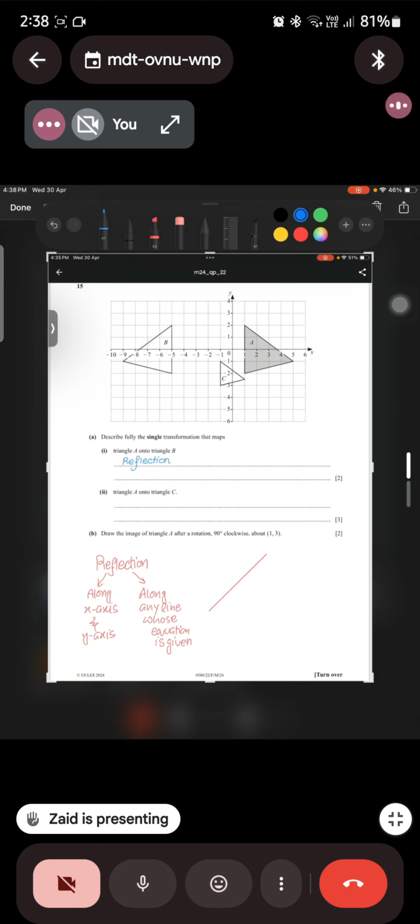ठीक है. What is the reflection? What is the line of reflection? So you have to see what is the gap between them. 1, 2, 3, 4, 5, 6. 6 divided by 2 is 3. Okay. So I have to move all the way around 3 points. 1, 2, 3. Okay. And 1, 2, 3.